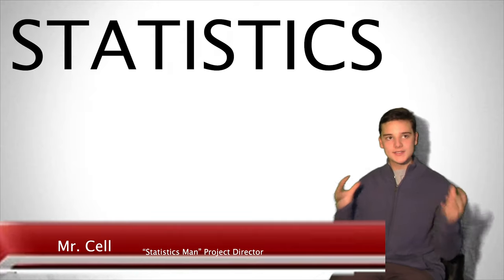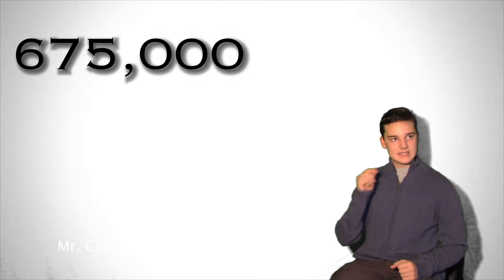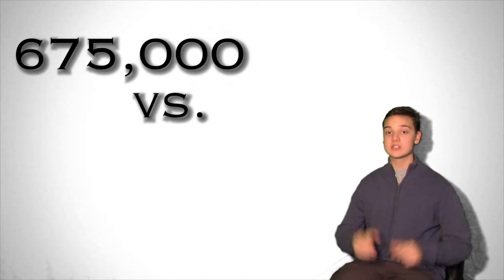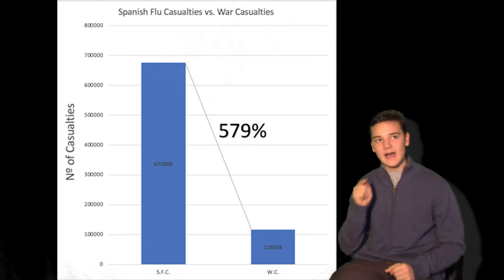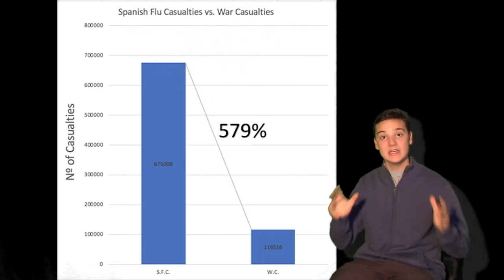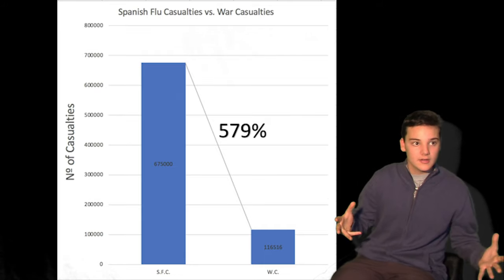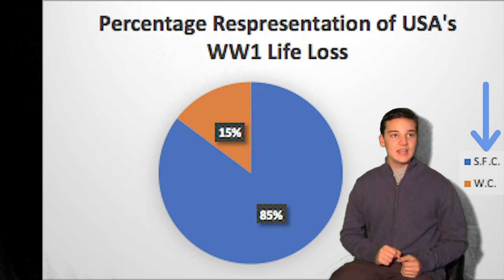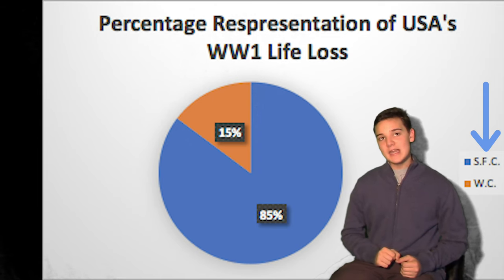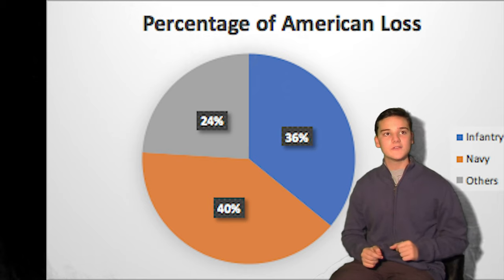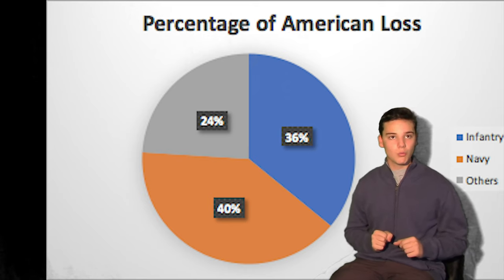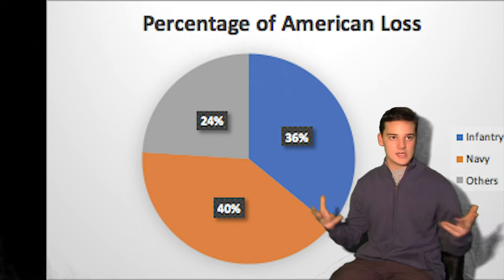Let's make an account of all the statistics gathered throughout this documentary. 675,000 American soldiers died of the Spanish flu. 116,516 died during war. This means that more than five times as many American soldiers died of the Spanish flu than by actual military confrontation. Important notice, SFC does not mean San Francisco City, but Spanish flu casualties. And WC does not mean toilets, but war casualties. 40% of the US Navy were affected, and 36% of the US soldiers were affected, which leaves 24% as others.